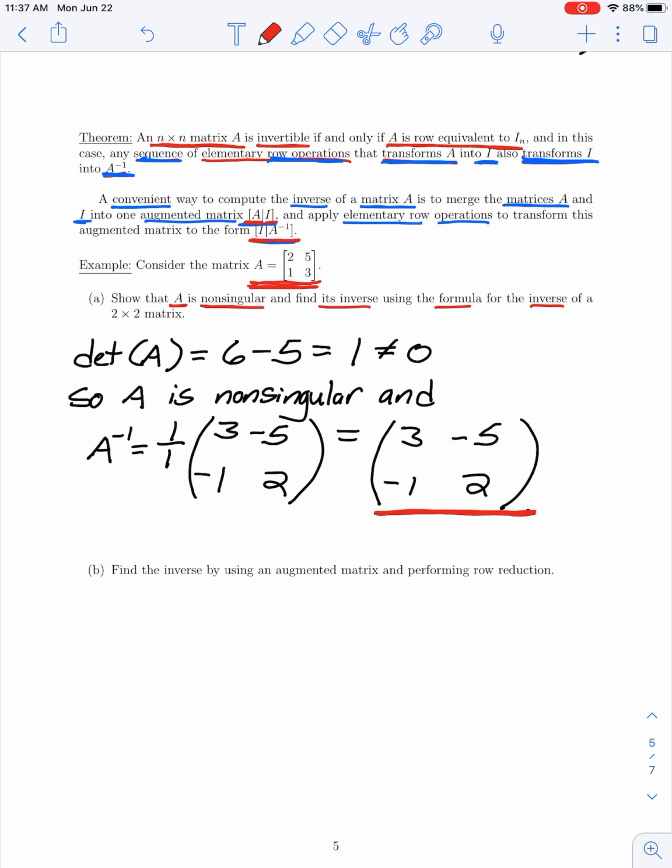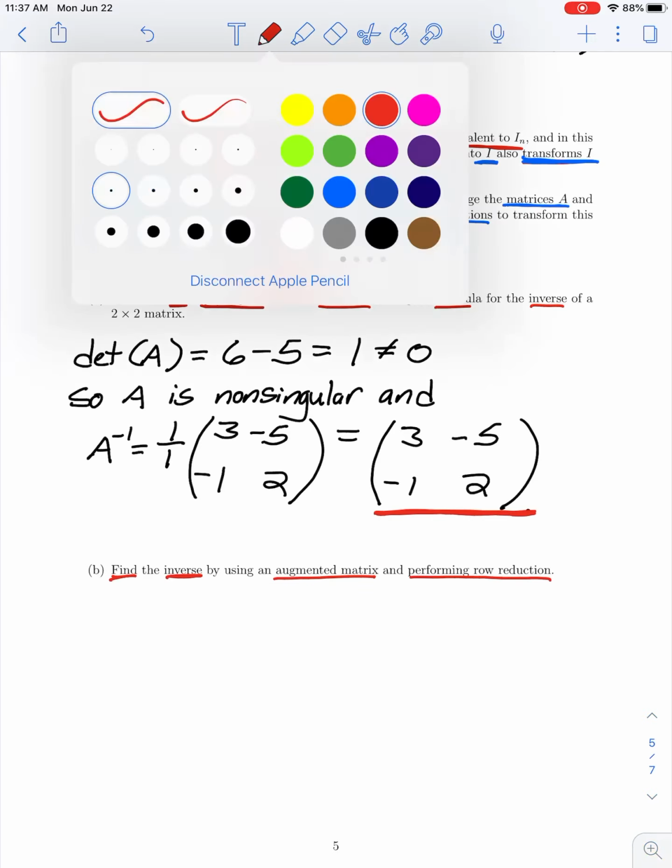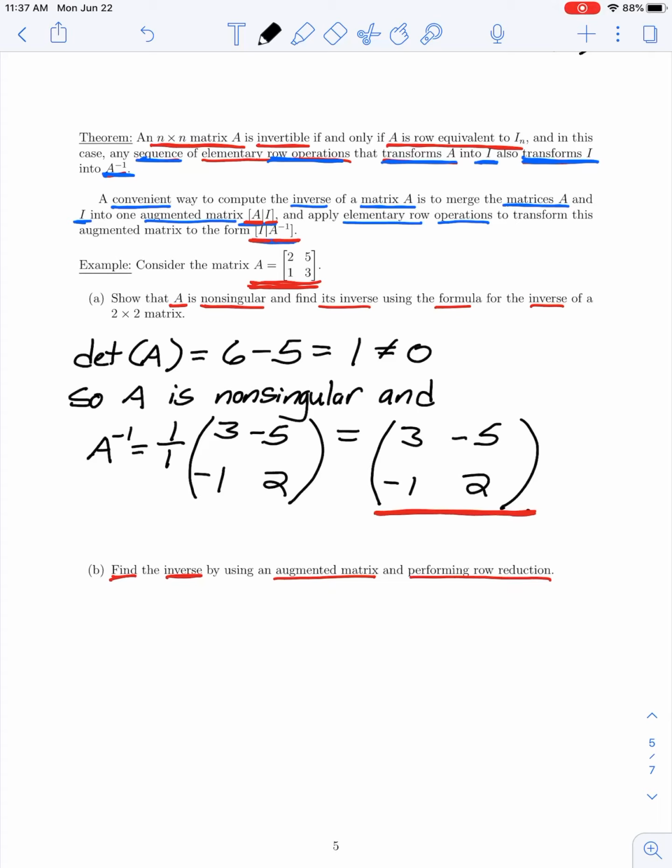Now in part B, we are told to find the inverse of the matrix A by using an augmented matrix and performing row reduction. So we want to illustrate another way that we could find the inverse by making use of this augmented matrix approach. Recall, the general idea for that method is to take an augmented matrix of the form A and I. So I'm going to take the matrix I was given, which was 2, 5, 1, 3, and then augment that with the identity matrix.